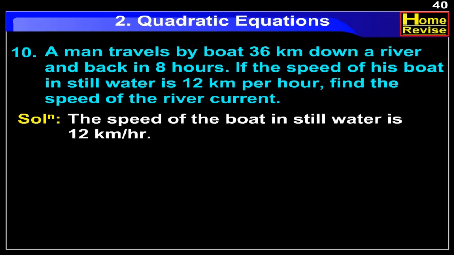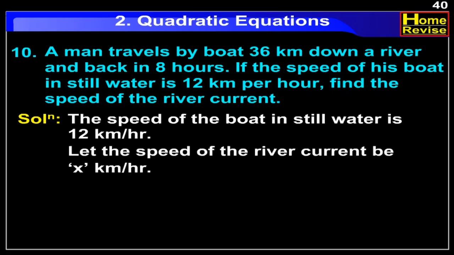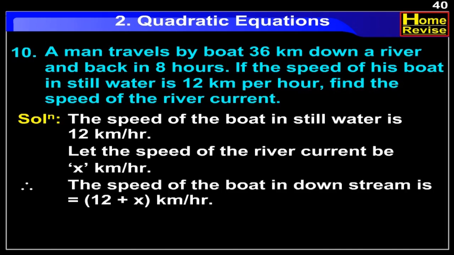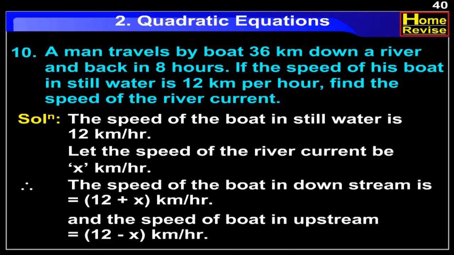The speed of the boat in still water is 12 km per hour. Let the speed of the river current be x km per hour. Therefore, the speed of the boat downstream is equal to 12 plus x km per hour, and the speed of the boat upstream is equal to 12 minus x km per hour.